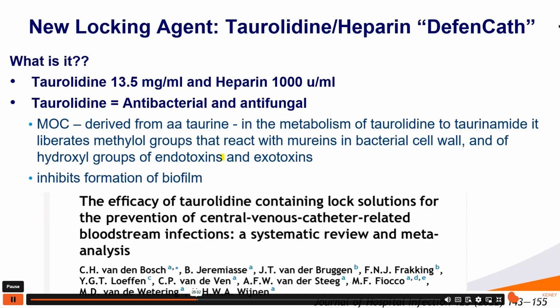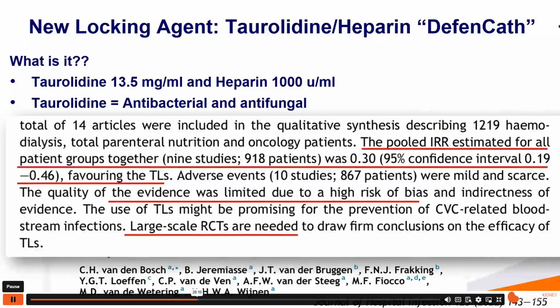And there was a large systematic review and meta-analysis that looked at taurolidine as a locking solution to prevent catheter-related bloodstream infections. And they looked at over 1,200 hemodialysis patients with TPN and oncology patients, and found the pooled incidence rate ratio to be about 0.3, so very impressive, to prevent catheter-related bloodstream infections. However, they cautioned that the evidence was limited due to a high risk of bias, and that they suggested that a large-scale randomized controlled trial was needed.